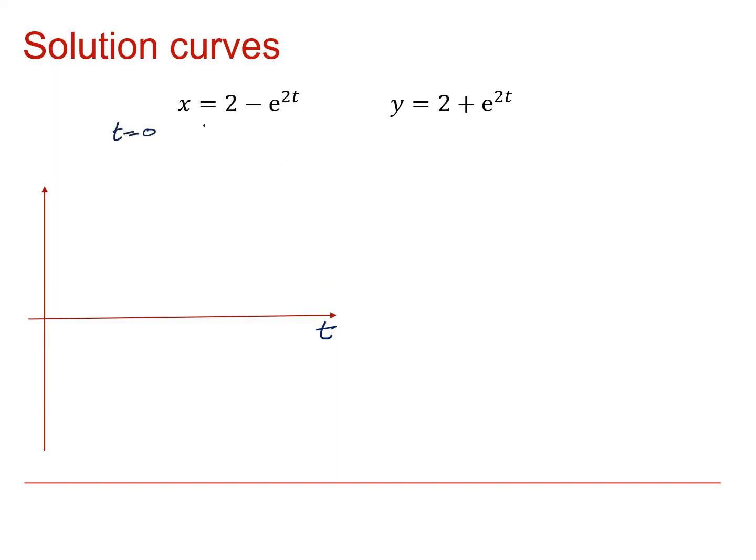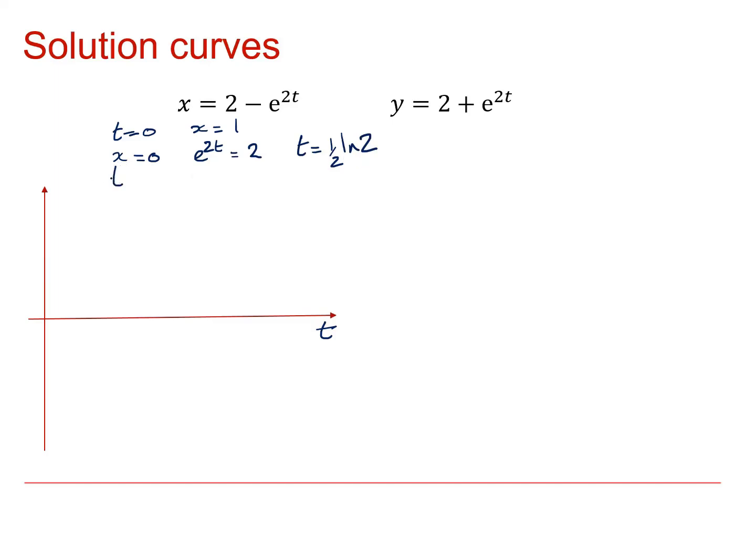When t equals 0, x is equal to 1. We actually know that from the initial conditions, but it's confirmed here. e to the 0 is 1, so we get 2 minus 1, which is 1. We can also think about x being equal to 0. e to the 2t is going to get larger as t gets larger, which means at some point this is going to go through 0. That will be when e to the 2t is equal to 2, which is when t is equal to a half log 2, and that's around about 0.35.